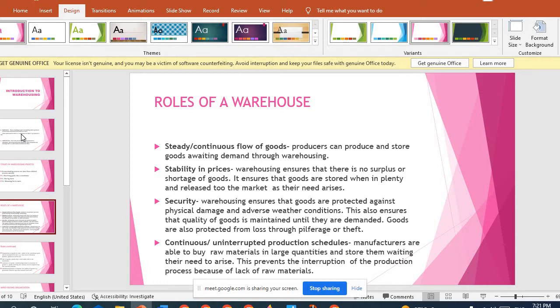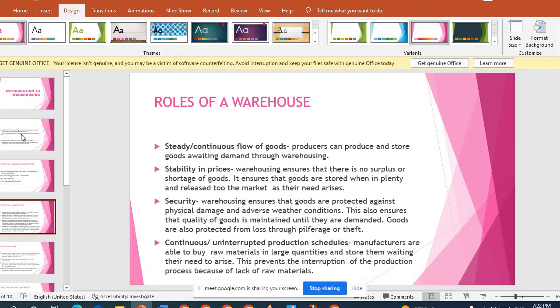And then another role is stability in prices. This ensures that there is no surplus or shortage of goods. Goods are stored when in plenty and released to the market as their need arises. Another role is steady or continuous flow of goods. Producers can produce and store goods awaiting demand through warehousing.